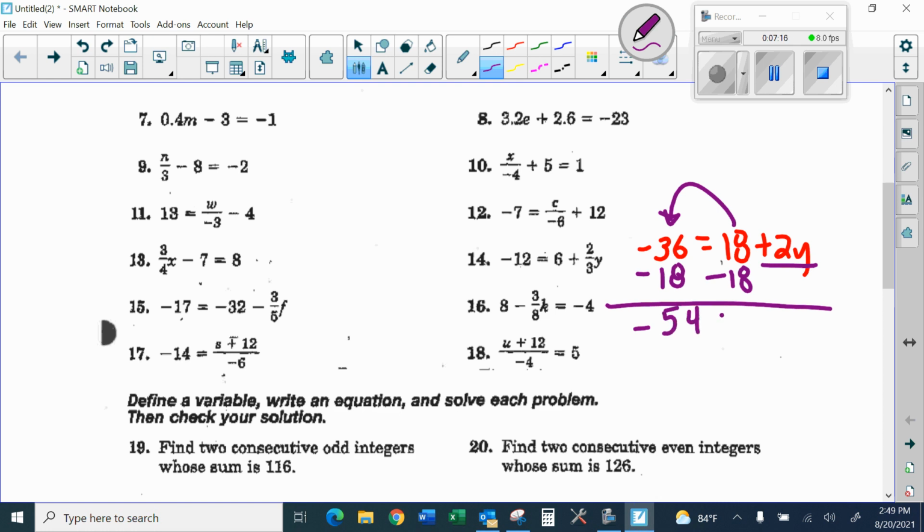54 equals 2y. And last step, remember 2 times y, the opposite is division. So I divide by 2 on both sides. So I get y equals negative 27. Okay, and there's my answer. Notice I didn't have to deal with the fractions. I cleared them out by multiplying by the common denominator.